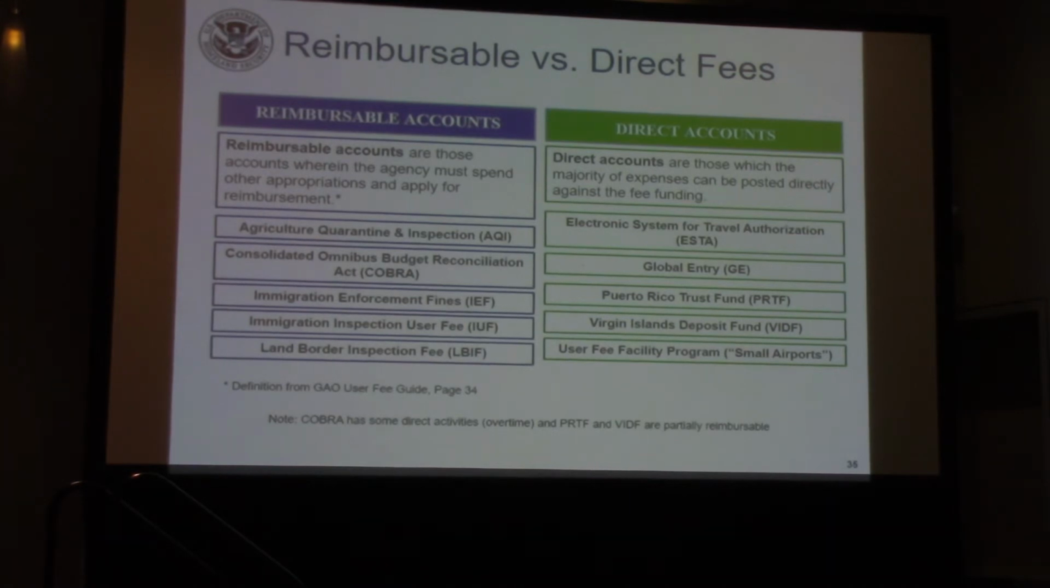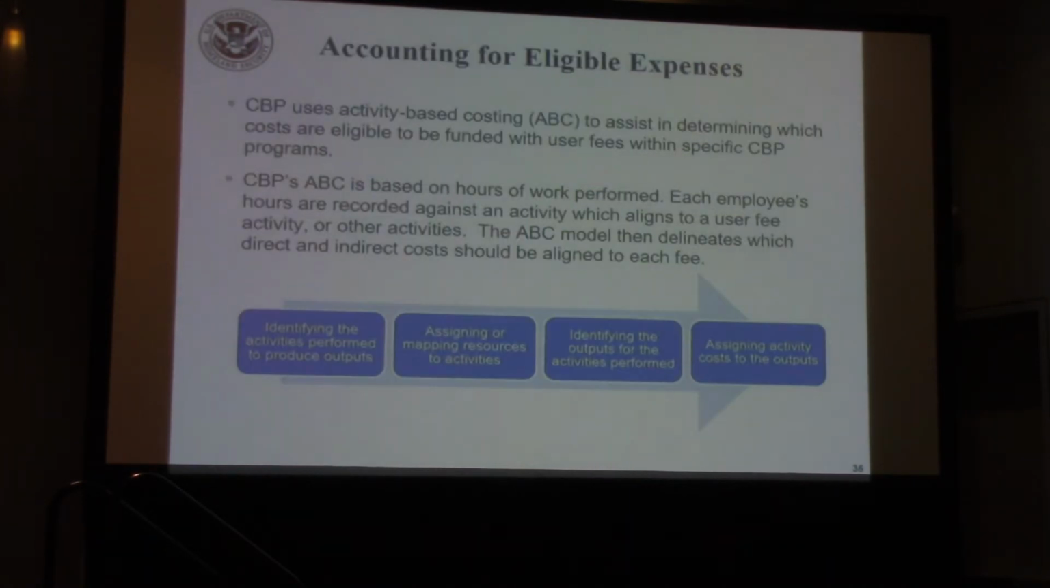So, real quick, let's see. Reimbursable. I'm trying to see if there's anything else very important to talk about. We have a CMS system that collects the activity-based costing piece. Basically, it's our officers putting their time into the payroll system, which records the activities that they worked. That's how they justify the use of the fees based upon the fee statutes, because you can only use a fee based upon very specific activities.